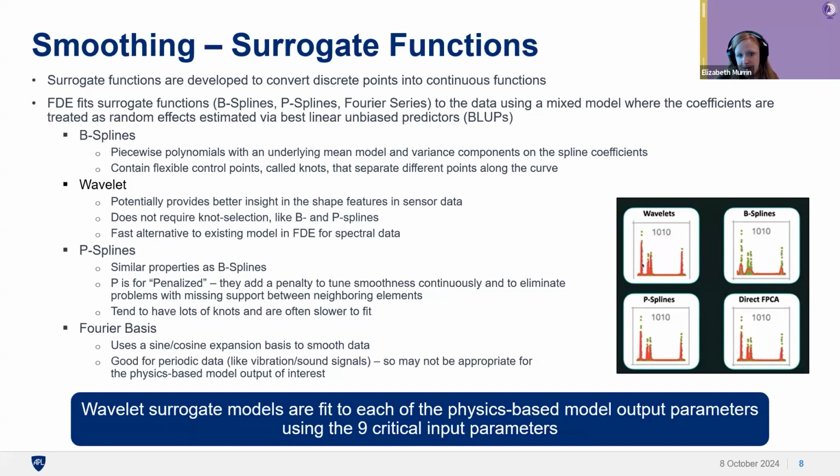P-spline is very similar to B-spline, but P now stands for penalized, and it's a penalty to tune smoothness and continuity to eliminate any problems with missing support between those different knots and neighboring elements. Neither of those we ended up using. There's a lot of work that goes into figuring out the best number of knots. For P-spline specifically, that one tended to have a lot of knots and was very slow to fit.